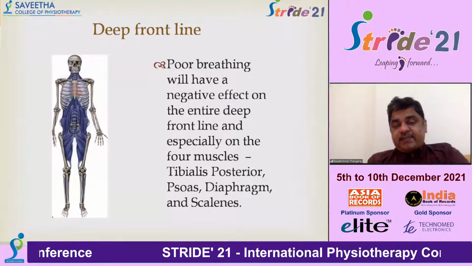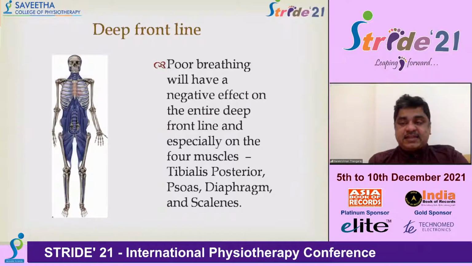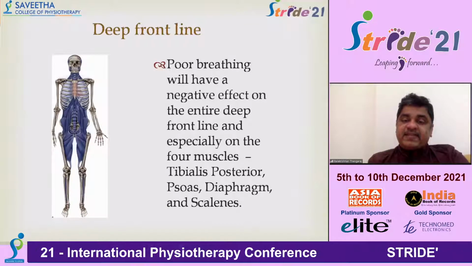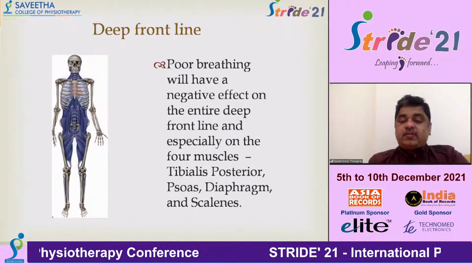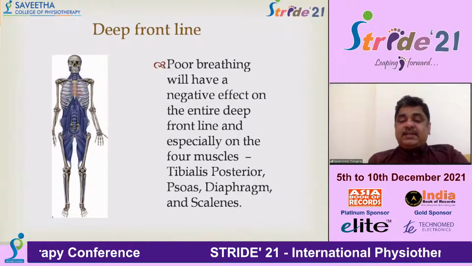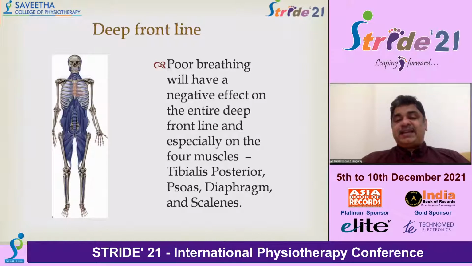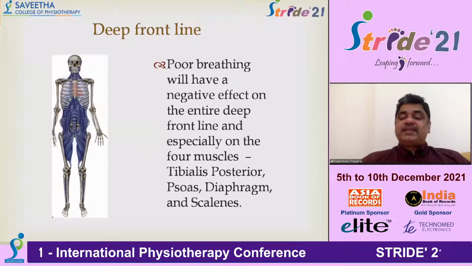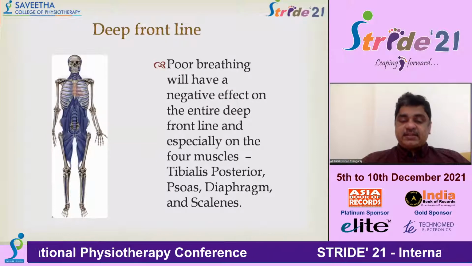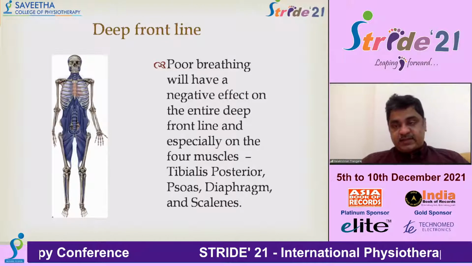And the deep front line. When I spoke about the influence of breathing and the scalene, poor breathing will have a negative effect on the entire deep front line and especially on the four muscles: the tibialis posterior, psoas, diaphragm, and scalene. So when you have that apical breathing pattern, it will affect these muscles, and apparently these muscles will go on to have compromised function.